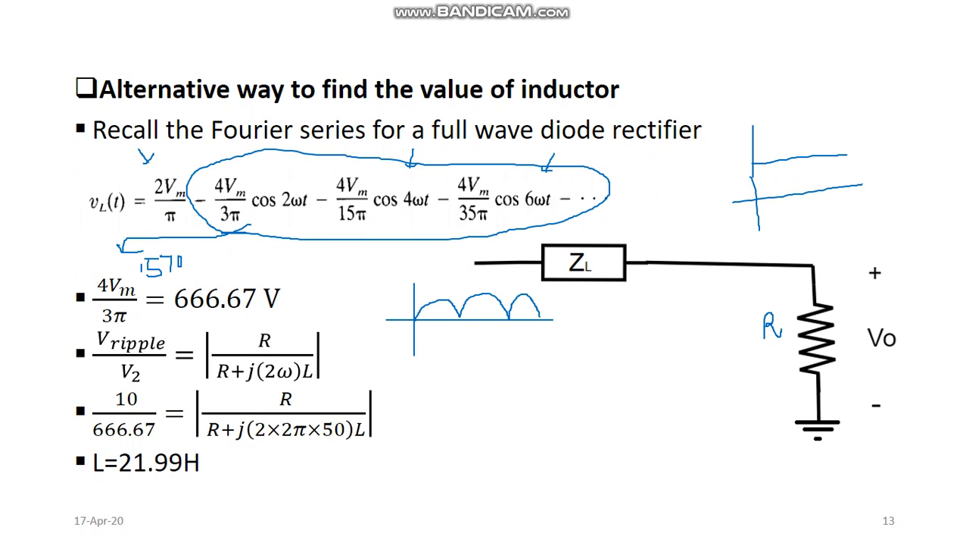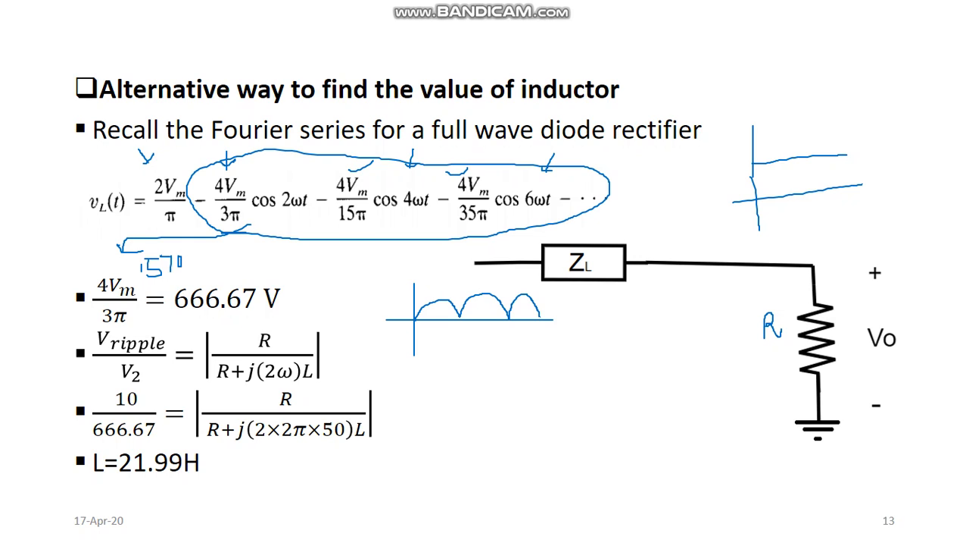If you calculate the value of 4 by 15 pi into Vm, it will be very small, and similarly 4 by 35 pi into Vm will be even smaller. So I can ignore these higher components and only focus on this first component, and try to suppress it after passing through this inductance.